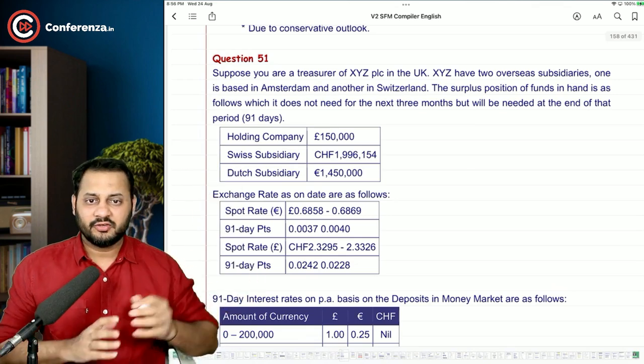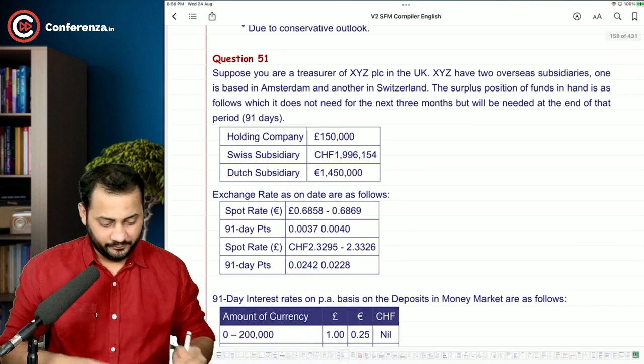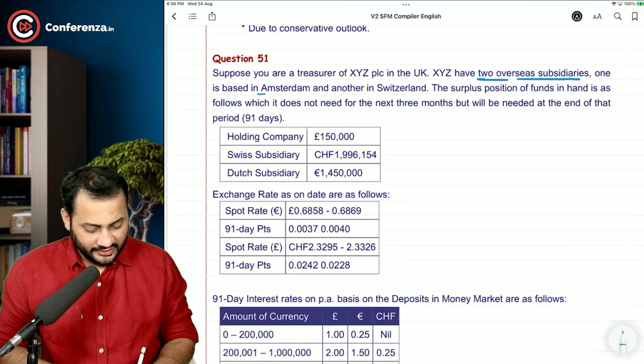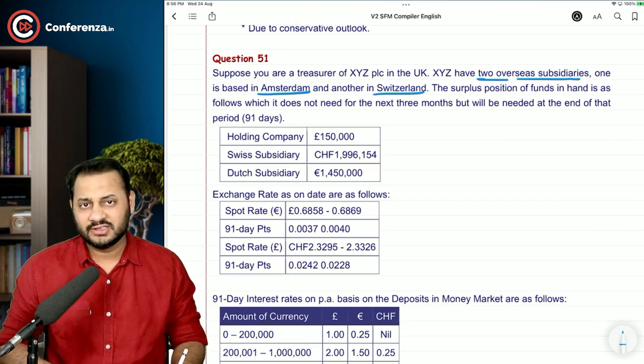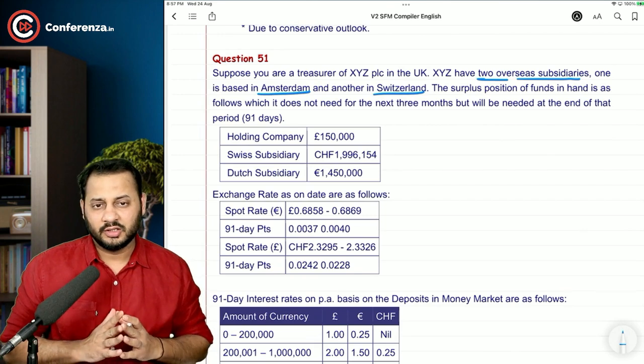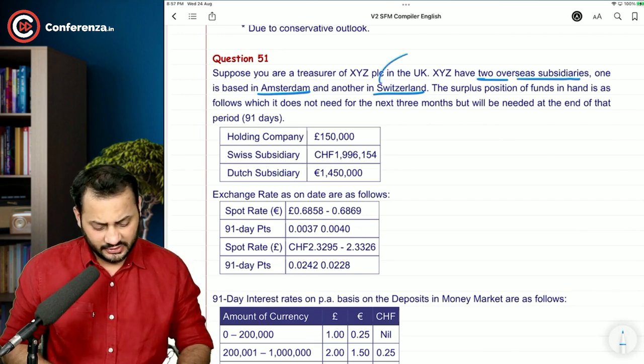Suppose you are a treasurer of XYZ PLC in UK. Okay? XYZ has two overseas subsidiaries. One is based in Amsterdam and another one is in Switzerland. Both of them are in different places. Switzerland itself is a country, Amsterdam is a city. So, in the Netherlands.